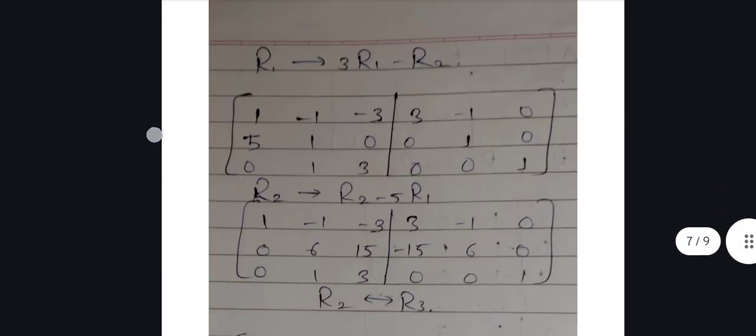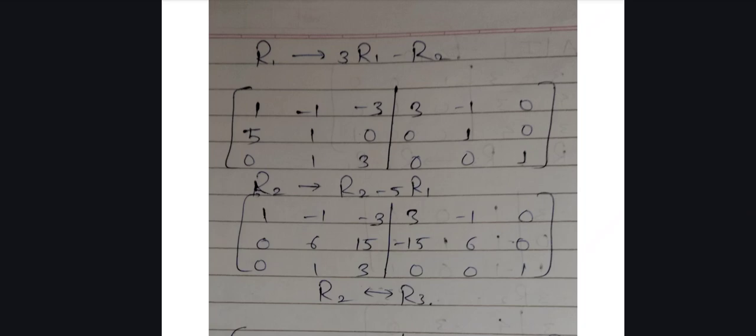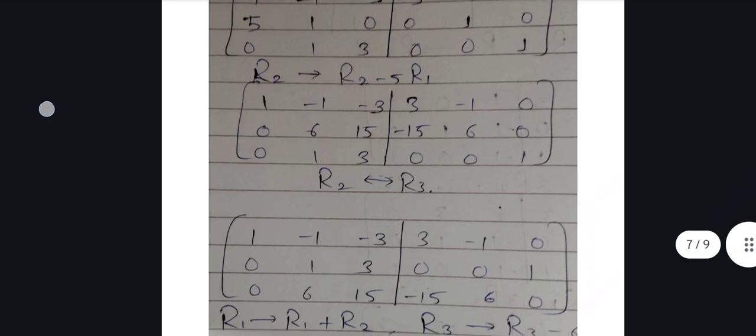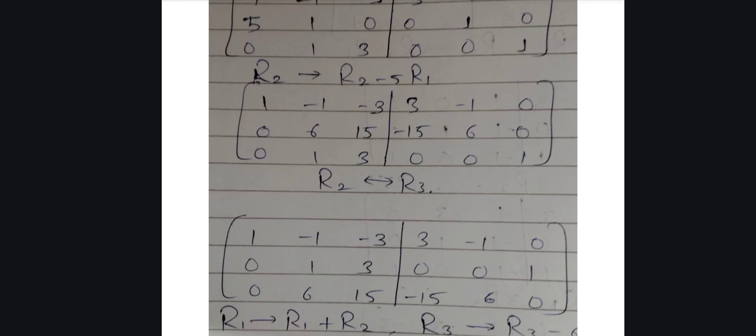The matrix is 2 0 minus 1, 5 1 0, 0 1 3. We are taking it in AI form. So A means the matrix as it is, and I means the identity matrix. R1 implies 3R1 minus R2, giving 1 minus 1 minus 3, 5 1 0, 0 1 3. Now we are performing the R2 operation, which is R2 minus 5R1. So 1 minus 1 minus 3, 0 6 15, 0 1 3.